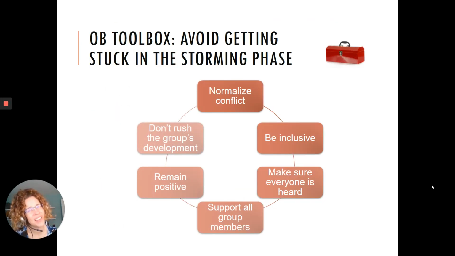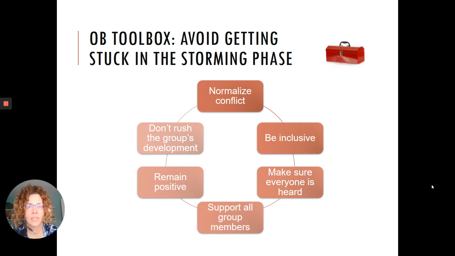So, as I said, it's really common for groups to get stuck in the storming phase. What can they do to avoid getting stuck there? Now, it doesn't mean we don't have conflict. That's not the way the world works. In fact, without conflict, we don't have creativity. Without conflict, we don't come up with better ways to solve our problems.